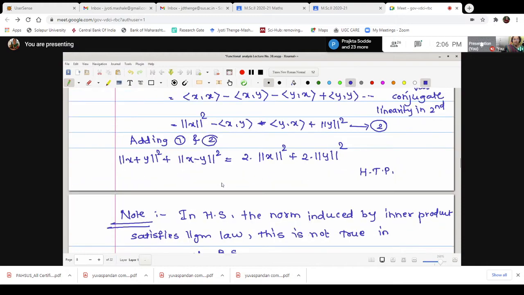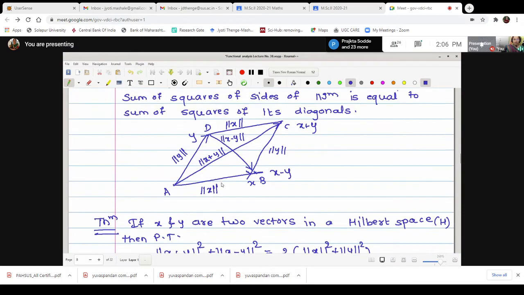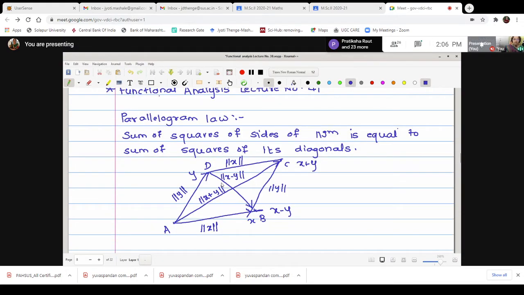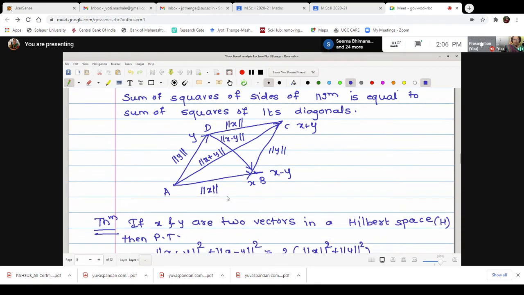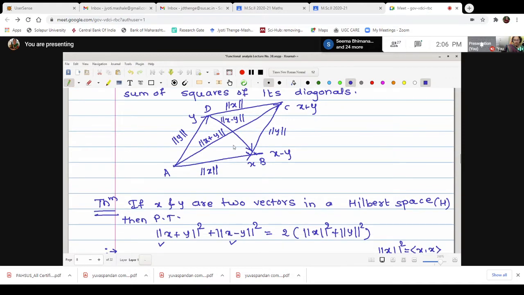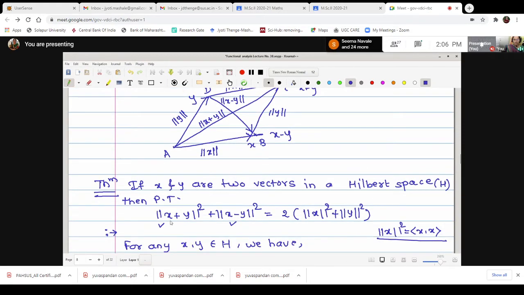In the last lecture, we have proved an important equality named the parallelogram law. The law states that the sum of squares of the sides of a parallelogram is equal to the sum of squares of its diagonals. Therefore, with this geometrical representation, the parallelogram law is: norm square of x plus y plus norm square of x minus y is 2 times norm square of x plus norm square of y.